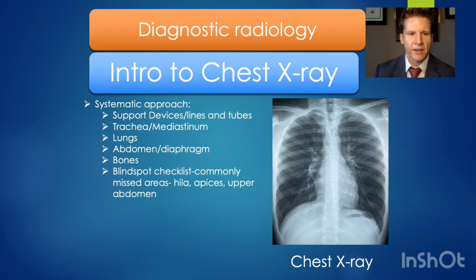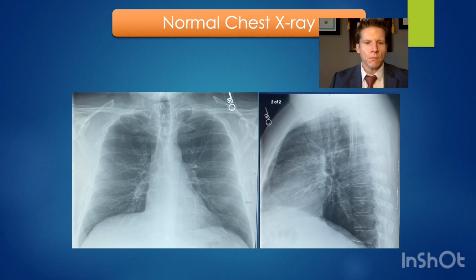Other blind spots that are known are in the apices, so you want to always take a special second look at the apices, make sure that there's no opacities, look at the edges of the film, make sure that there's no pneumothorax, and then again, the upper abdomen can be a place of commonly missed pathology if there is free air, for example. Okay, so let's put that approach into practice on this PA and lateral film.